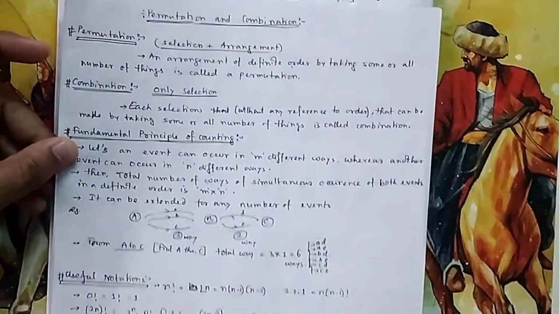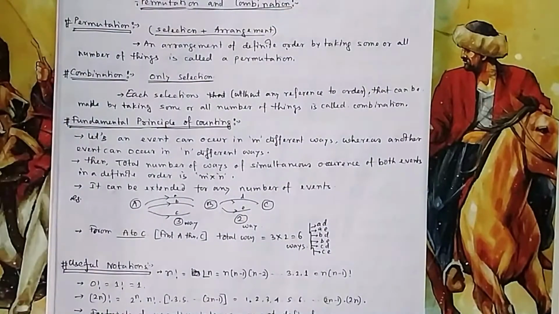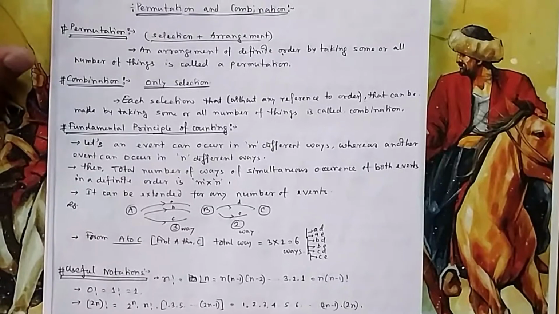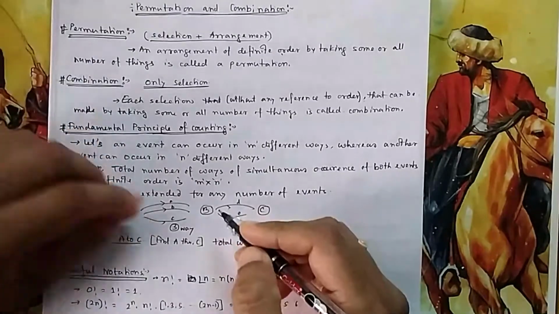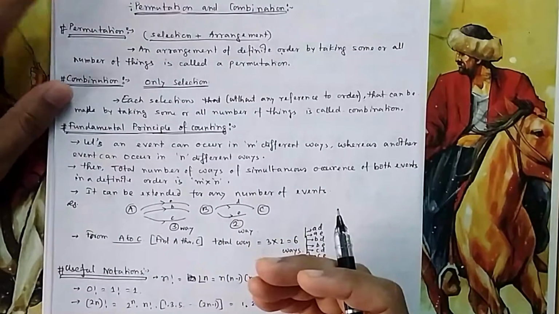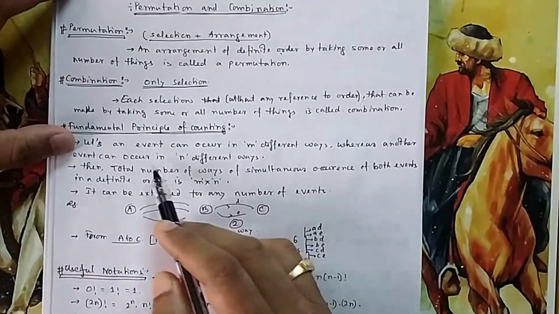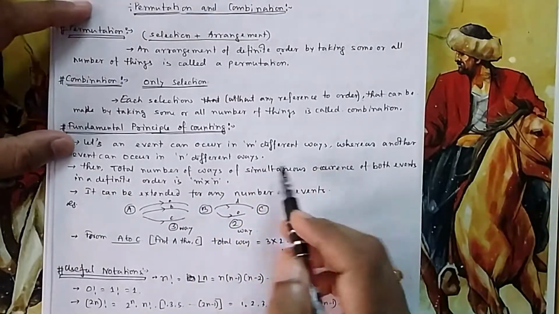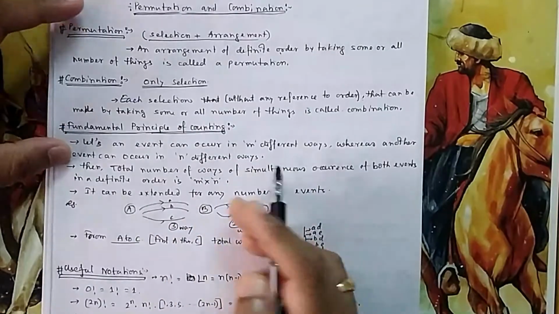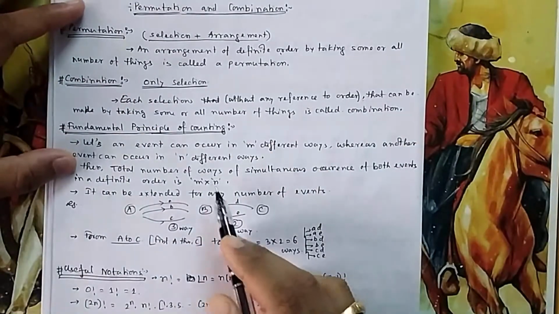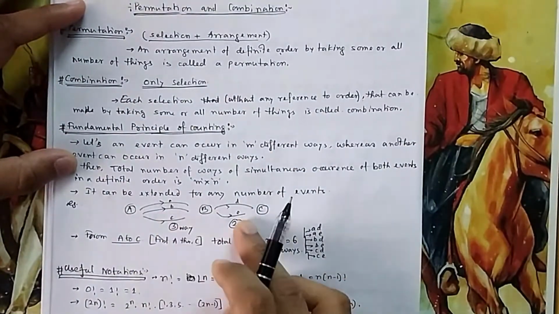All permutation combinations start from this basic thing, that is the fundamental principle of counting. I will try to give as many examples as possible in each article, so that you can relate it with real life. Suppose an event can occur in m different ways, whereas another event can occur in n different ways. So these are two different events, one occurring in m ways and the other occurring in n ways.